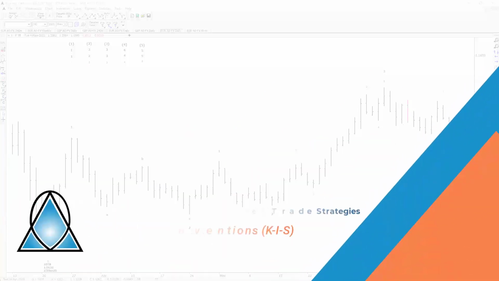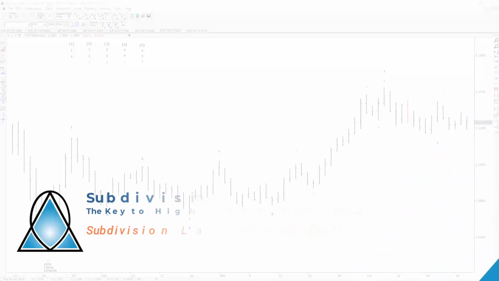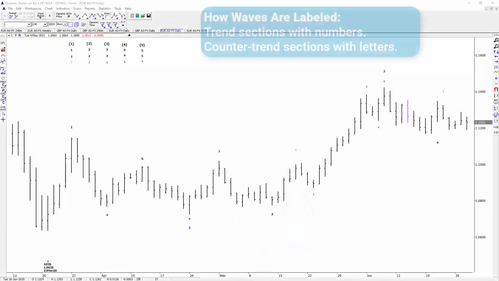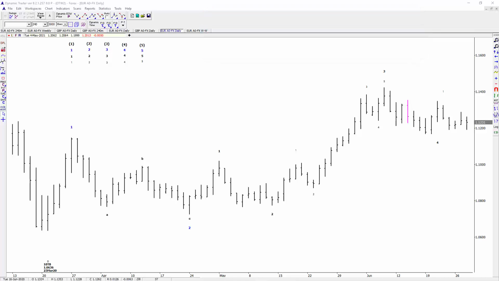In this module, you're going to learn about subdivisions of various degrees of trends and countertrends. Before we get started and learn about subdivisions, I just want to talk a little bit about the labeling convention. In traditional Elliott wave, there's a really complicated and extensive labeling convention for trends and countertrends. Let's take a look at this first chart, and this is the labeling conventions of trends.